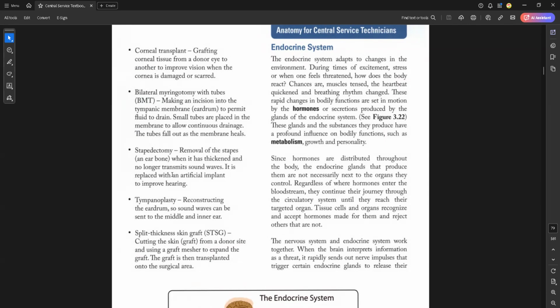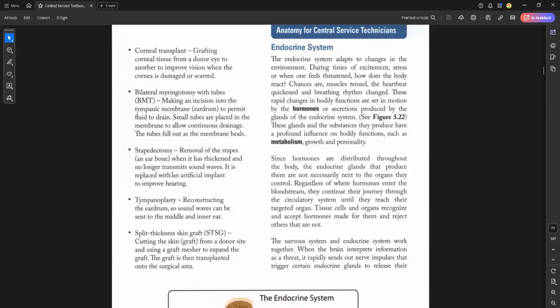Now, since hormones are distributed throughout the body, the endocrine glands that produce them are not necessarily next to the organs. It is just like you are having foot pain and they give you a medication to take. It goes into your stomach, but the medication knows that it has to go into your foot. So the glands, it doesn't matter where they are. If they know that you are feeling a pain in your toe and something must be released to cure, they will travel there. They know. Very interesting. That's how God has made these glands, the hormones.